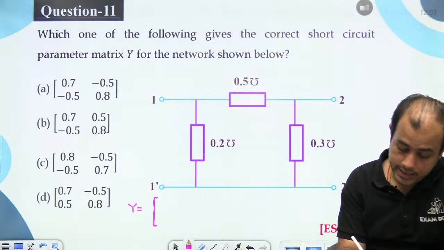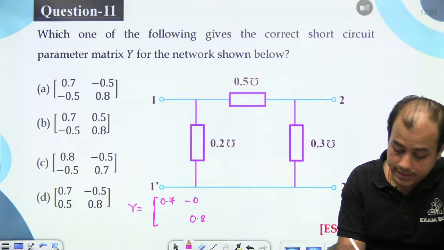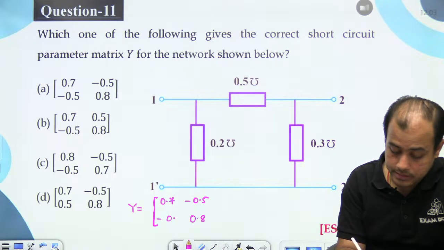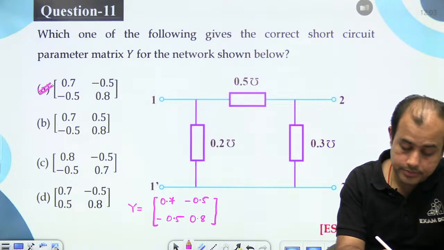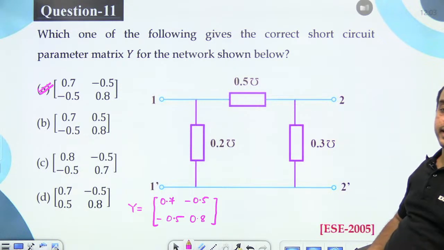So the diagonal elements are the sum of the admittances, and the off-diagonal element is the negative of the admittance between two nodes. A. Correct answer is A. Very good Ajit.